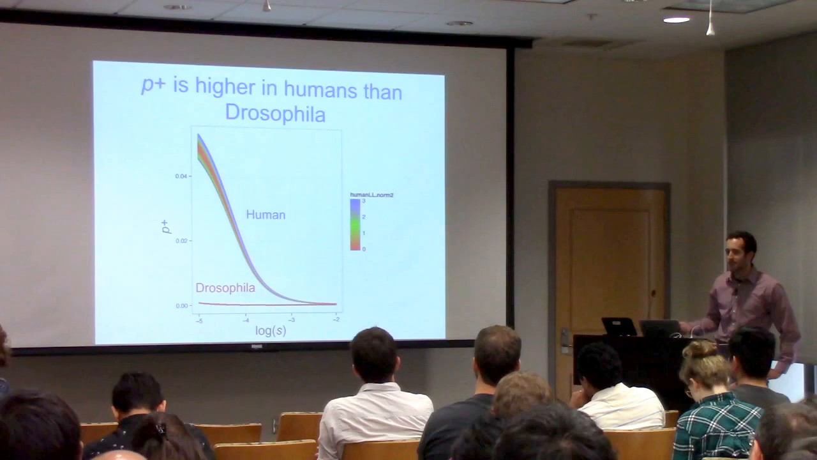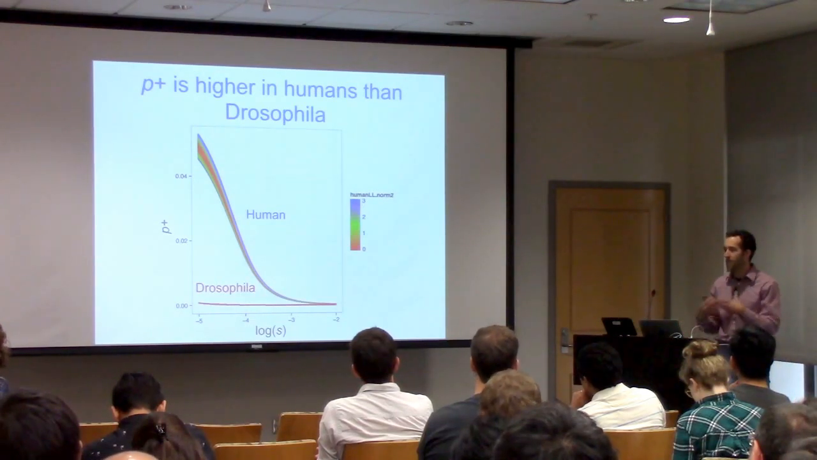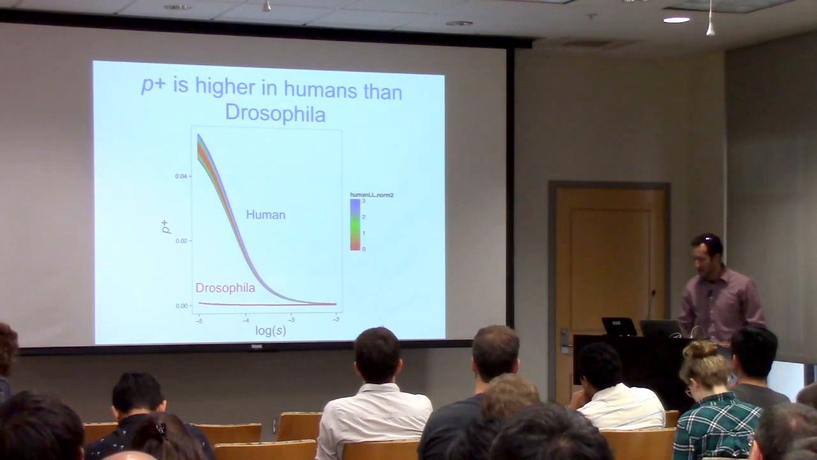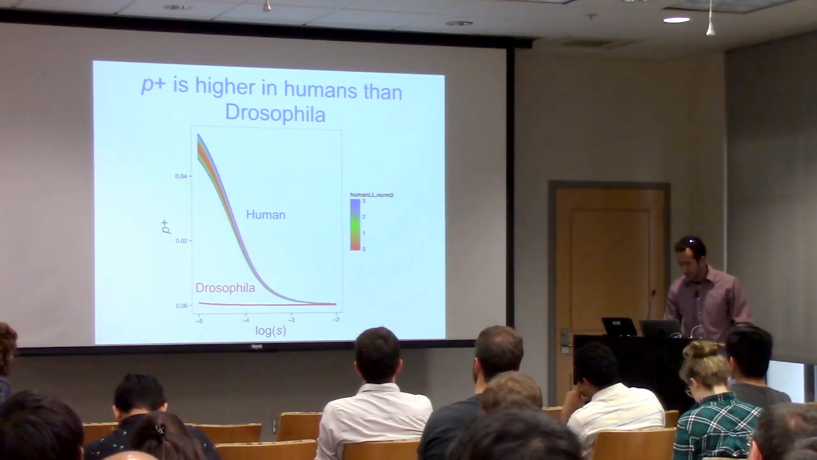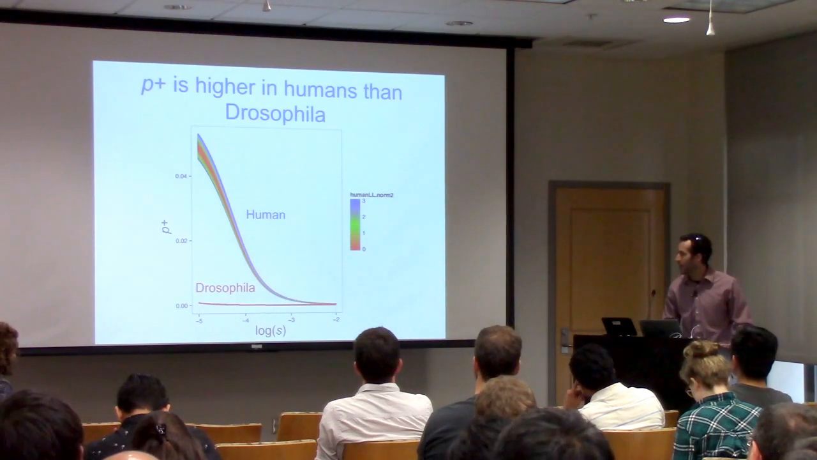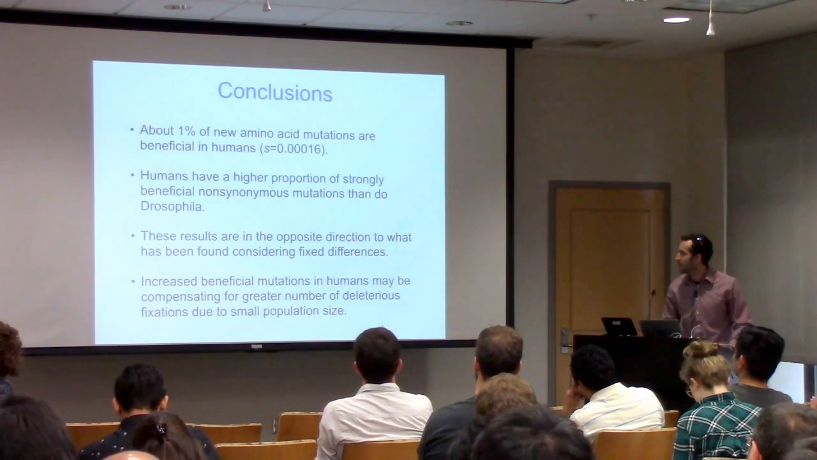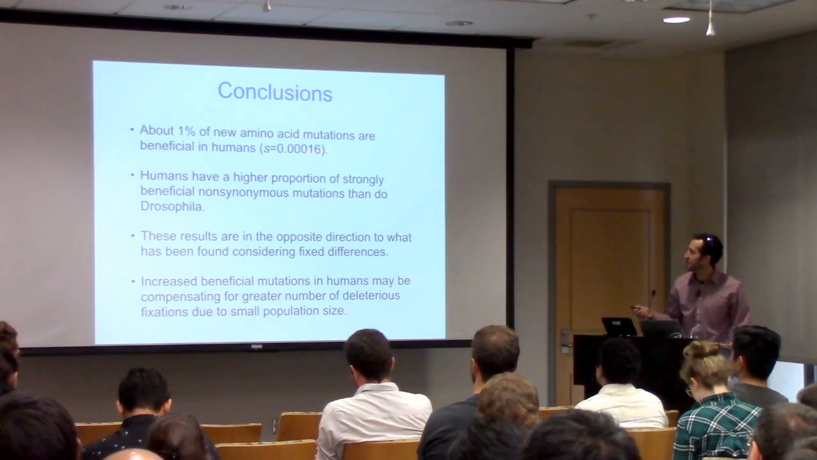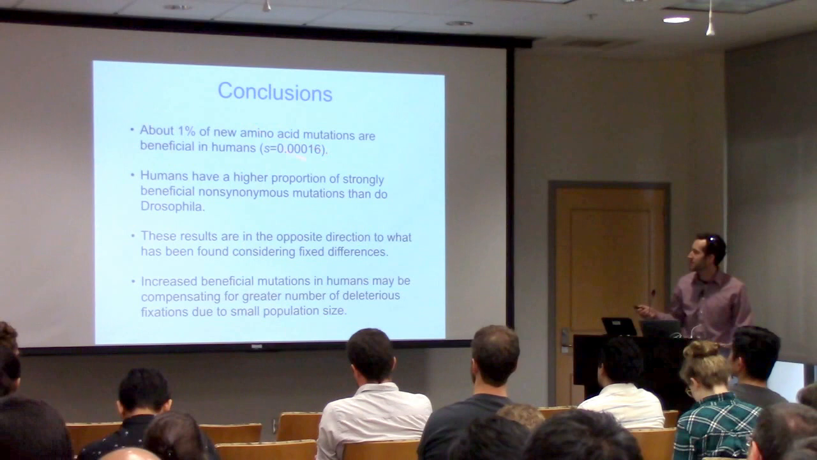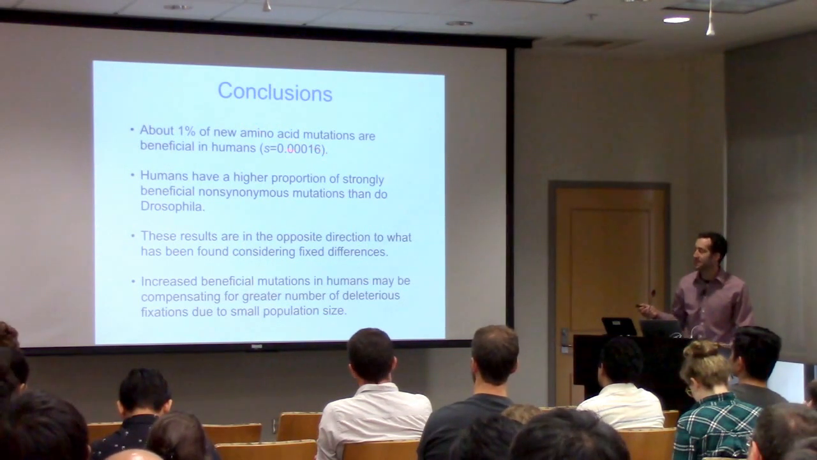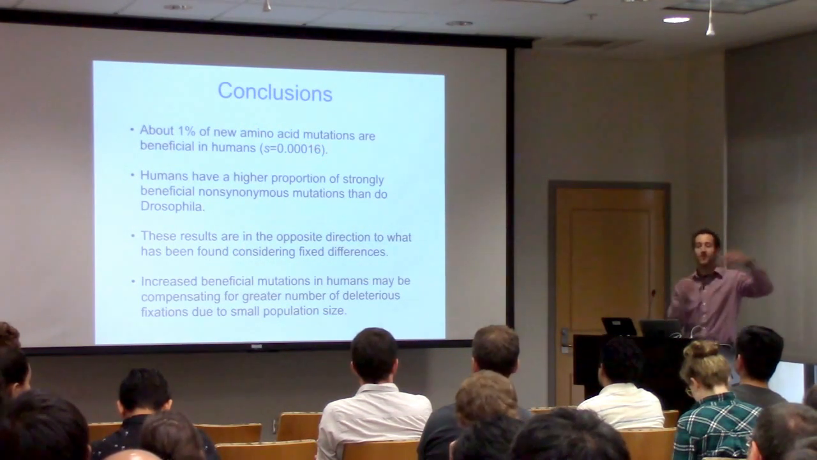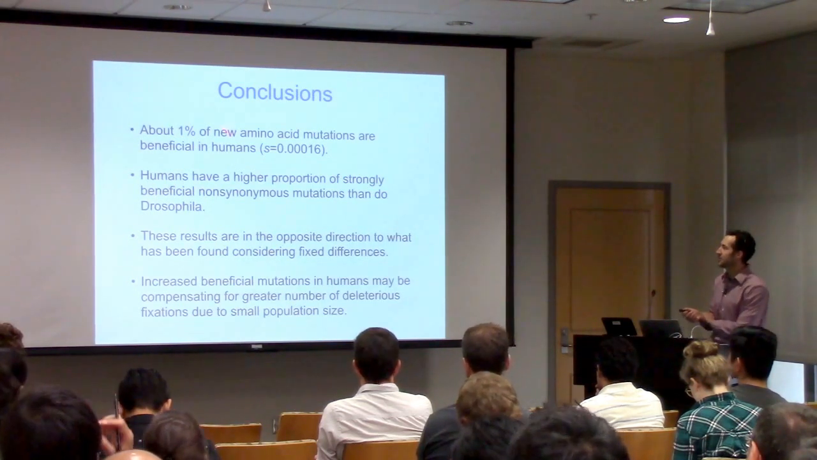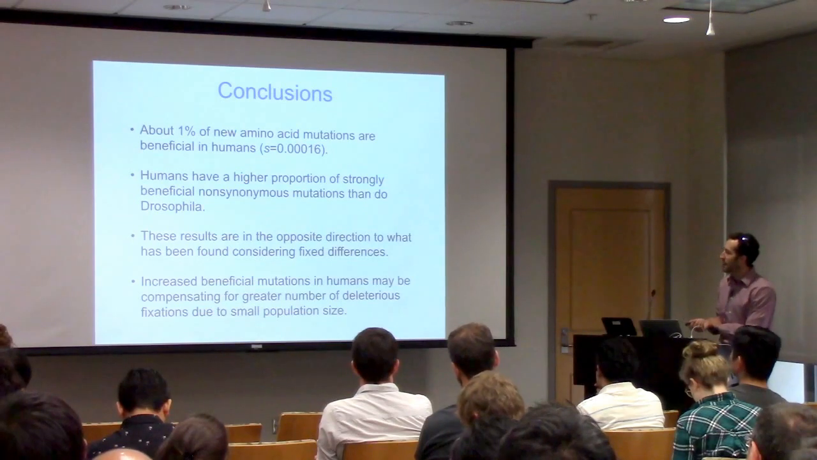And so that suggests that, in fact, humans do have more strongly beneficial mutations than do Drosophila species. And that we think is a pretty neat result. And it suggests that, maybe in conclusion, about 1% of the amino acid changing mutations in humans are beneficial with this particular selection coefficient. And importantly, this is a stronger selection coefficient than the 15% I told you about before. So thinking about strongly beneficial mutations, we infer about 1%.